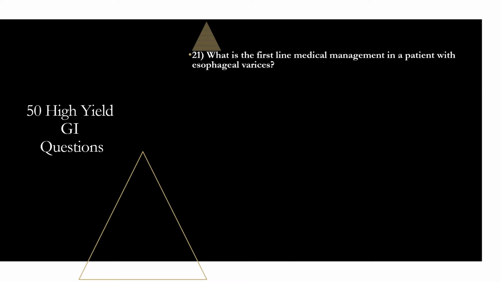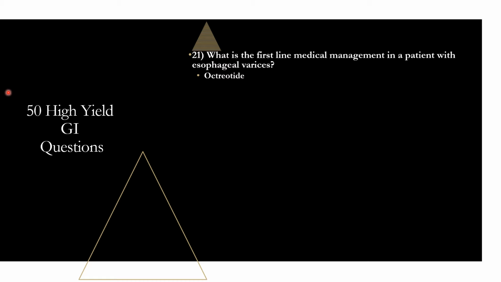Question 21, what is the first line medical management in a patient with esophageal varices? That's going to be octreotide. It's a somatostatin analog, causes vasoconstriction of the vessels in the GI tract, and therefore decreases the vascular inflow to the portal vein and reduces bleeding.